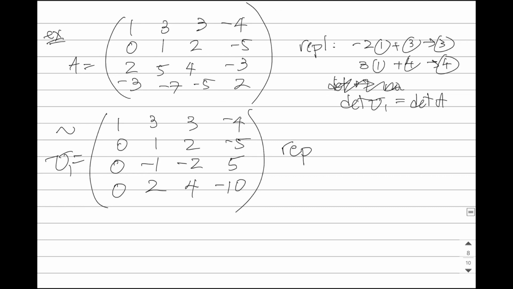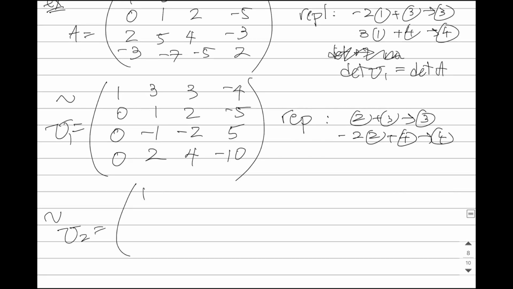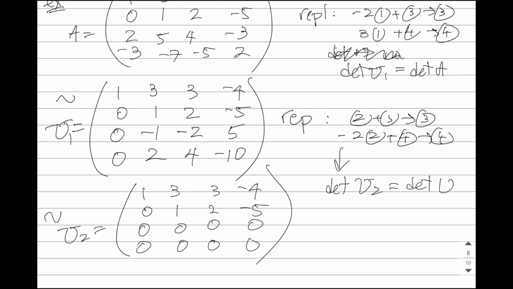Now, to get it to triangular form, I have to do another row replacement. I'm going to add row 2 to row 3 to make the new row 3, and I'm going to add -2 bunches of row 2 to row 4 to make the new row 4. I'm going to call it U2. The determinant of the matrix that I get is going to have no change. 0, 1, 2, -5. I can see that these rows are identical, so I'm going to get a row of zeros. And in fact, the bottom 2 rows are identical. The determinant of U2 is equal to the determinant of U1, which is the determinant of A.